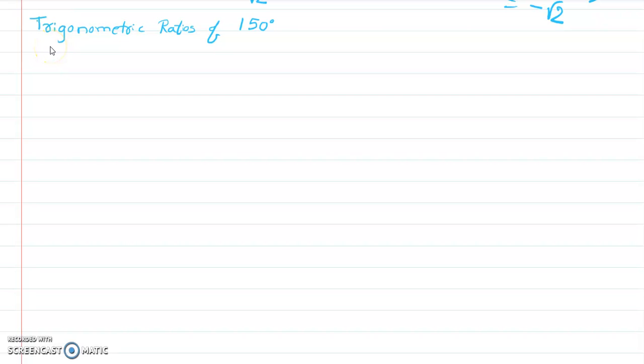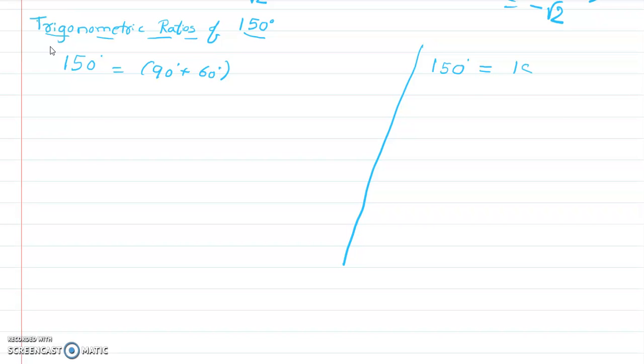Students, this is the fourth video on allied angles. In this video we shall learn how to write the trigonometric ratios for 150 degrees. You know 150 degrees can be written as 90 degrees plus 60 degrees. What is another way of writing it? I will do both. You can choose only one method, either 180 minus 30 or 90 plus 60. So 150 can also be written as 180 degrees minus 30 degrees. Both are one and the same.